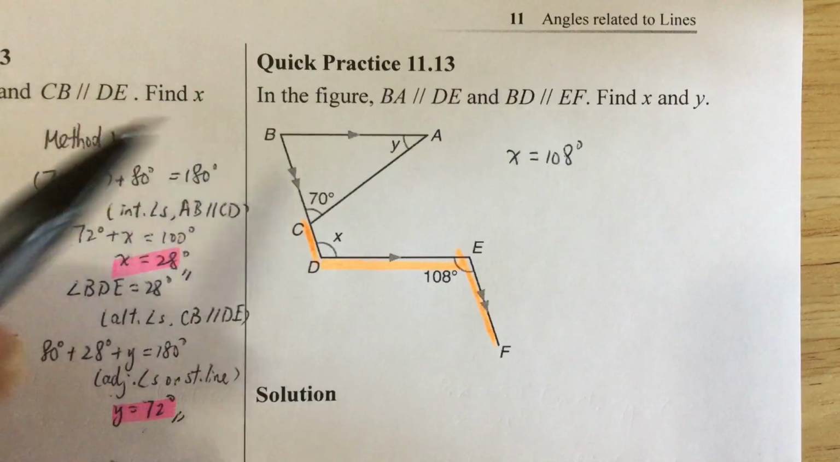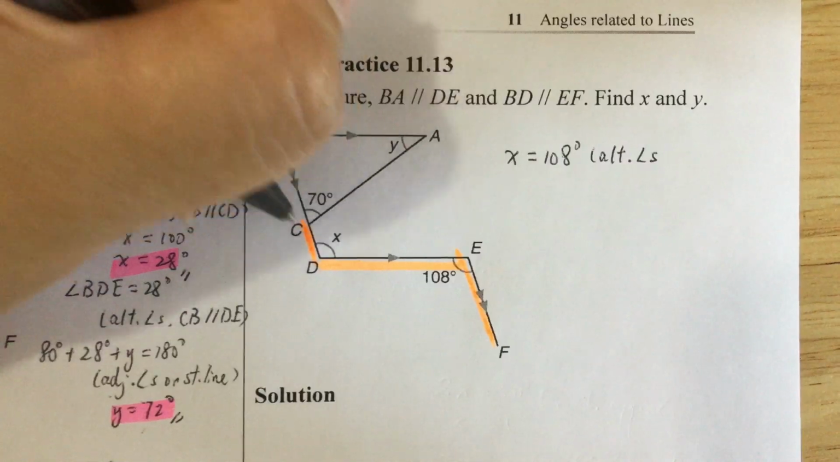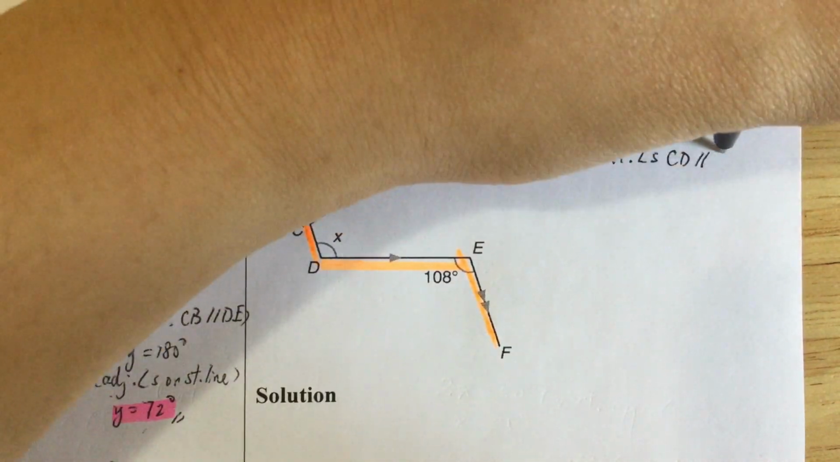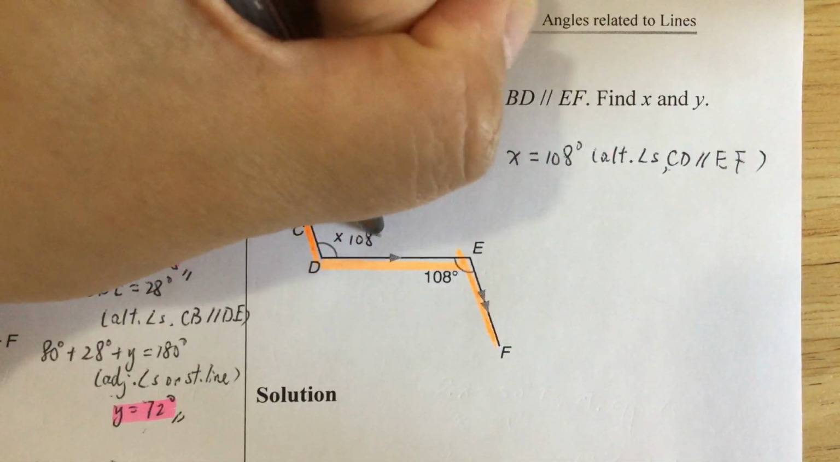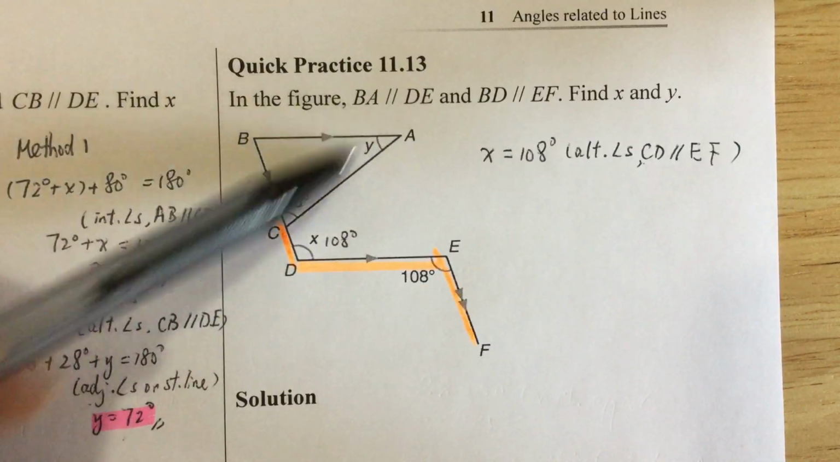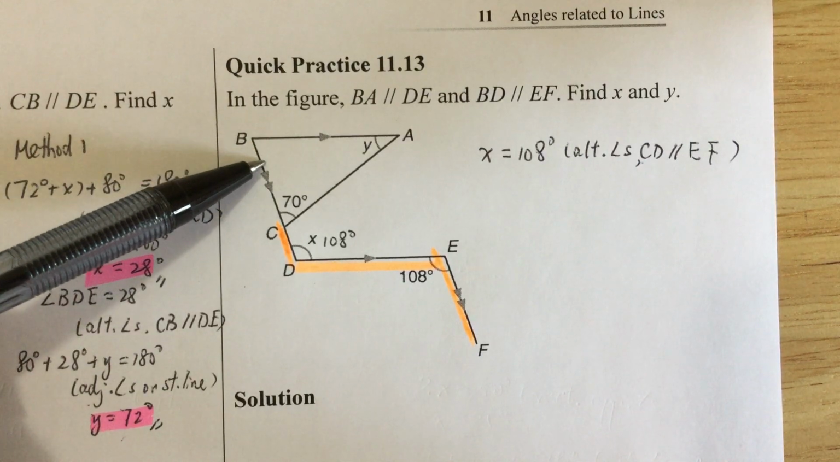So X is equal to 108 degrees. This is a Z, so this one is called the alternate angles. And then we can see CD parallel EF. So immediately you can find out X is equal to 108 degrees. If you want to find Y, you can use the angle sum of triangle, right? But we do not have this angle. So what can we do?